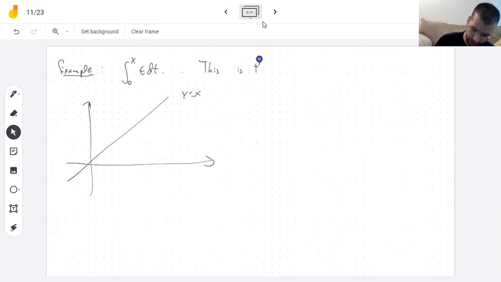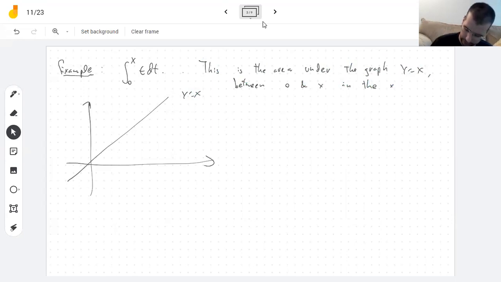So this is the area under the graph y equals x between 0 and x on the x-axis. I guess the problem is that we use the letter x too much, which is why I'm using a t inside the integral.